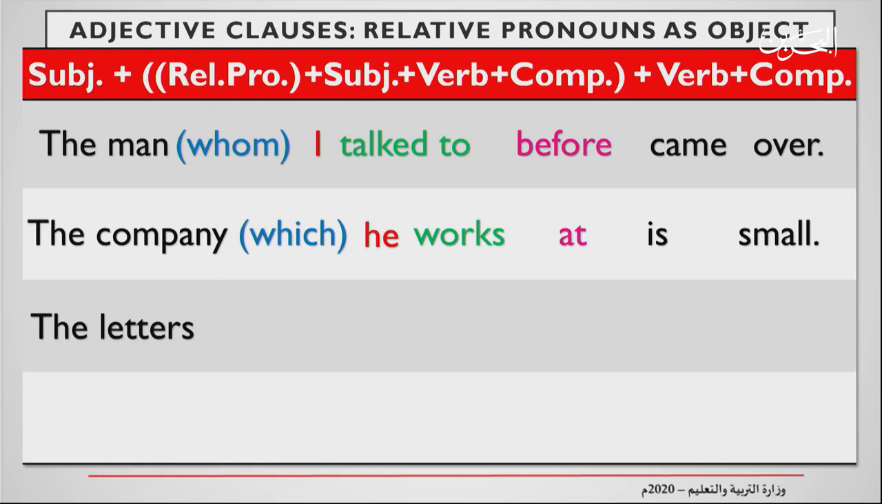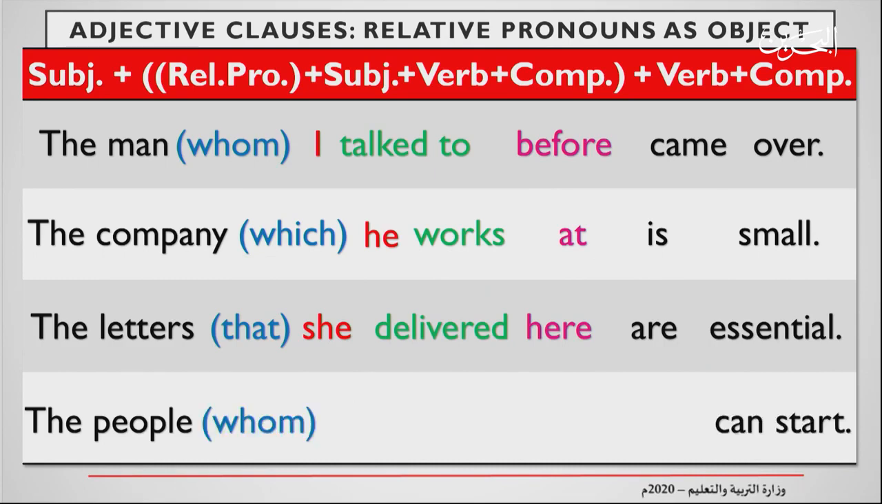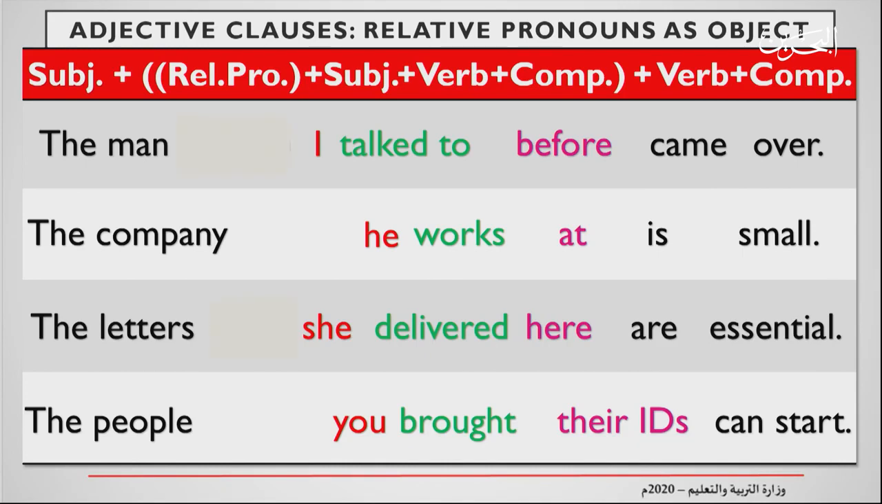Third one. The letters are essential. So the letters that she delivered here are essential. I added a subject. That is why it became an object. All right. The people can start. The people whom you brought their IDs. So in this case, you brought their IDs. Can start. All right. You see, the sentences are perfectly fine without the relative pronouns.